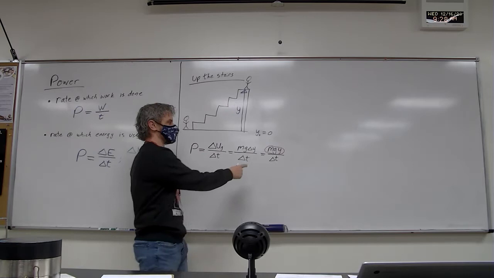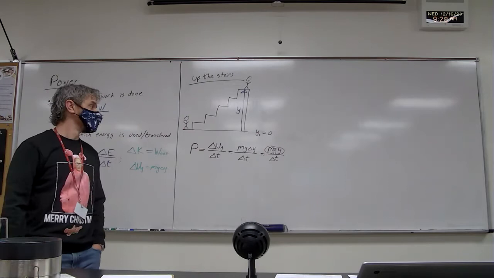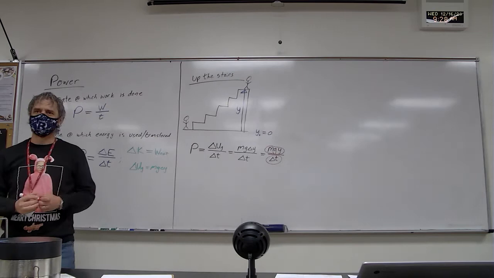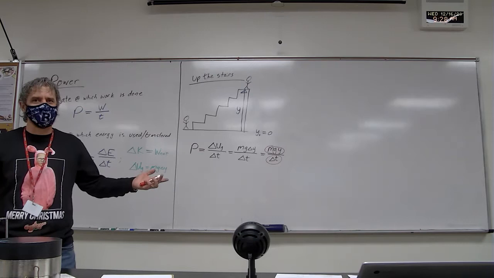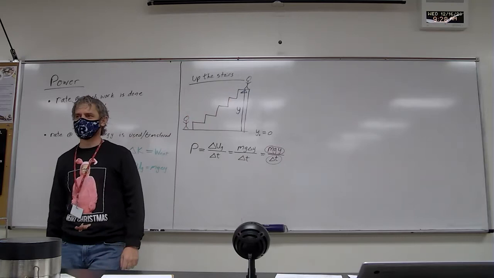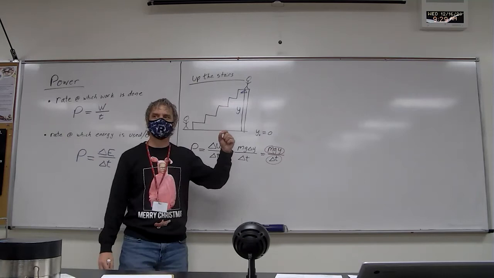It's not going to change as you go from the bottom of a certain flight of stairs up to the top. What can change here is the time. This is why people that are more fit and stronger can get up the stairs faster. Two people that are the same mass do the same amount of work to get up to the top of the stairs, but the person that's fitter, that has stronger leg muscles, can get up the stairs faster, because the person that is stronger can have a larger power output, right?